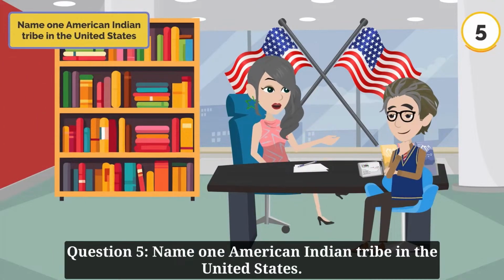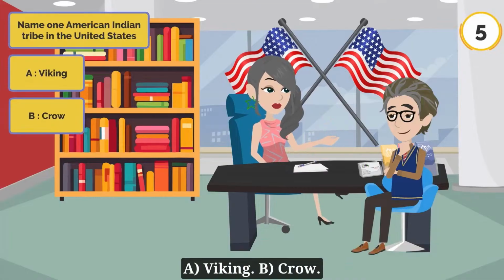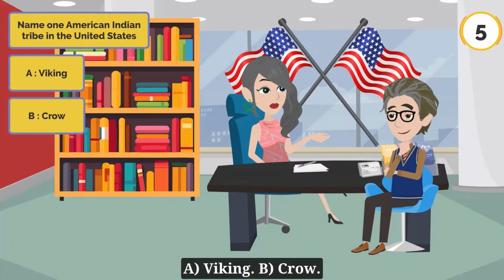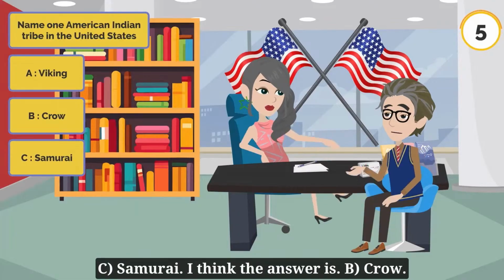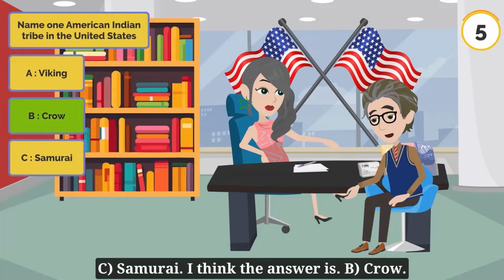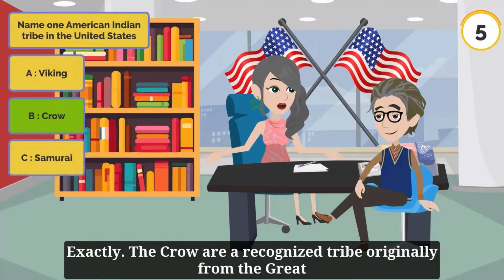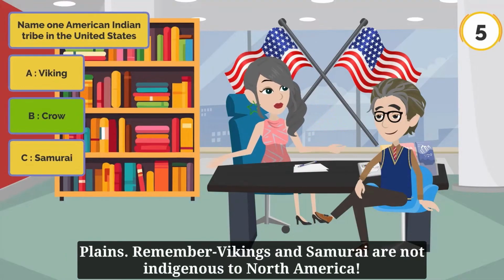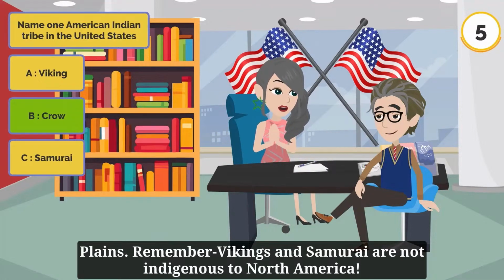Question 5. Name one American Indian tribe in the United States. A. Viking. B. Crow. C. Samurai. I think the answer is B. Crow. Exactly. The Crow are a recognized tribe originally from the Great Plains. Remember, Vikings and samurai are not indigenous to North America.